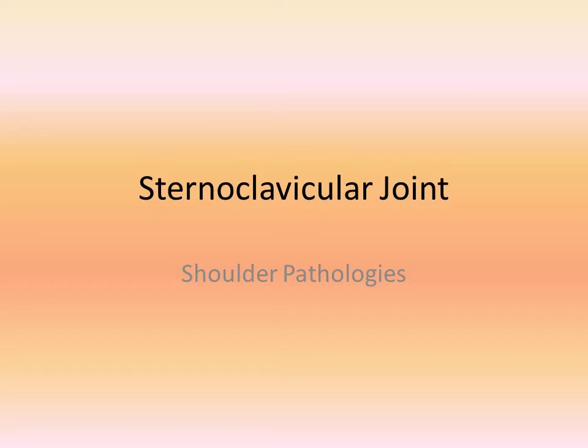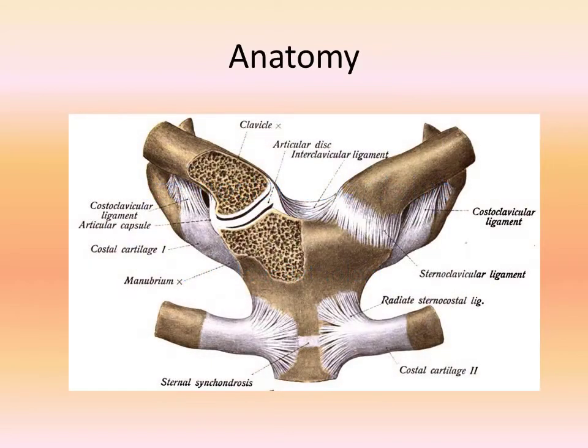The sternoclavicular joint is the main axis of rotation for movements of the clavicle and scapula. There are three ligaments to consider: the anterior, posterior, and inferior sternoclavicular ligament, the interclavicular ligament running between the clavicles, and the costoclavicular ligament that runs between the clavicle and the rib.